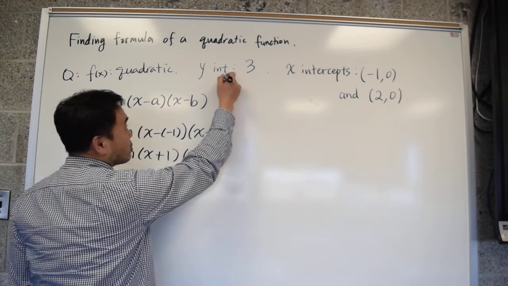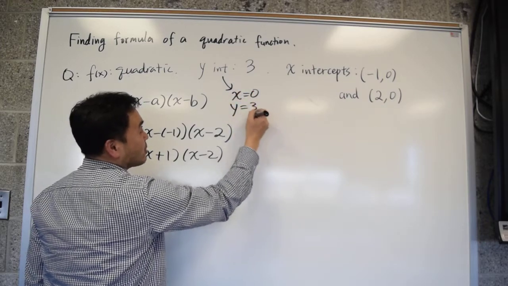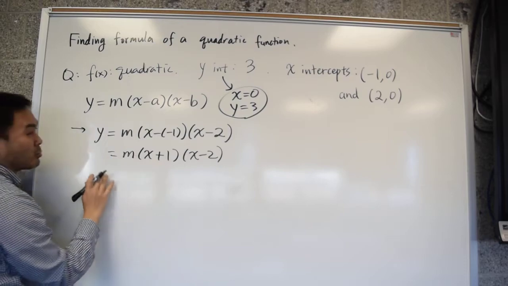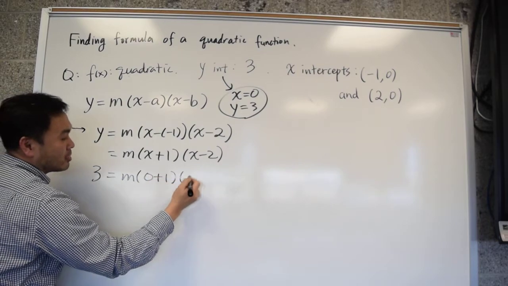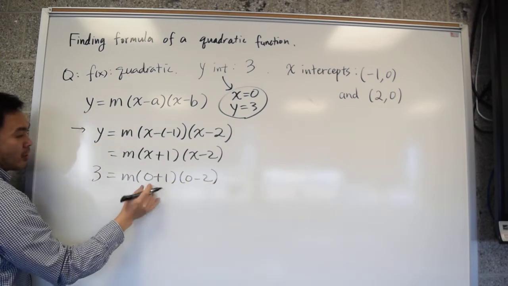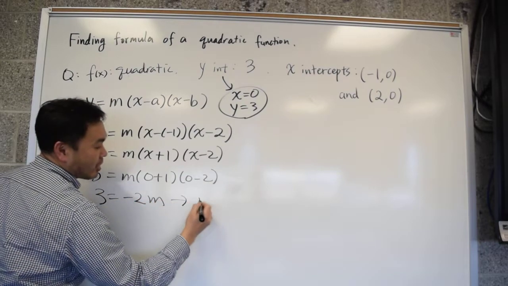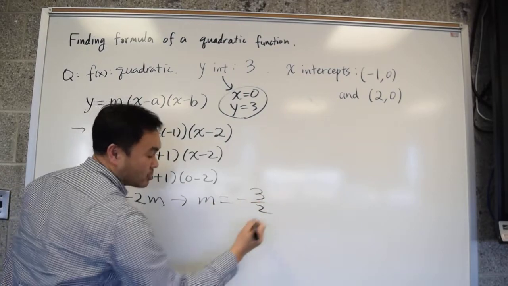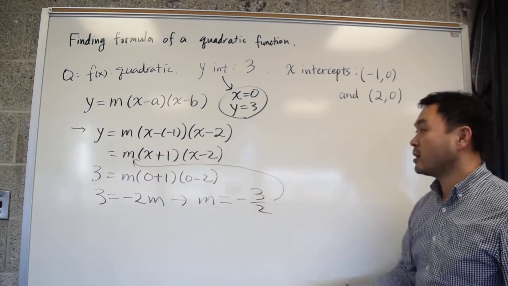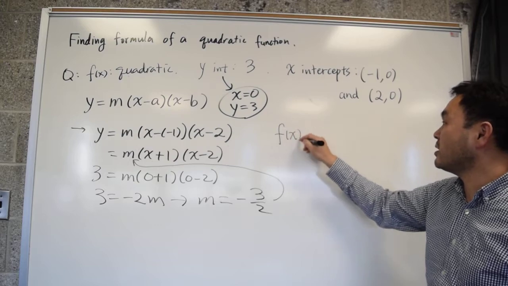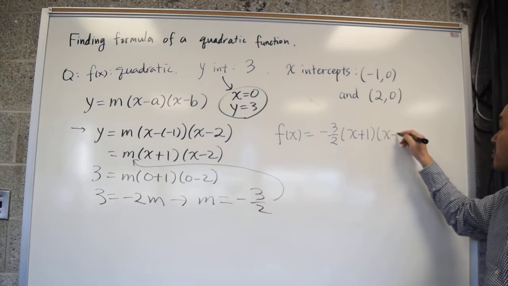So what does this mean again? Y-intercept being 3 means when x is 0, y is 3. So you plug those numbers in, it better work. Okay? So you have 3 equals m times 0 plus 1, 0 minus 2. Well, that's 1 times negative 2 times m, so negative 2m is 3. So that means m is negative 3 over 2. Once you have that, you plug it back into your form, and that's your function. f of x must be negative 3 over 2 times x plus 1 times x minus 2. That's the answer.